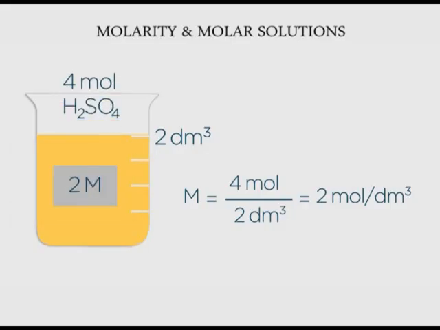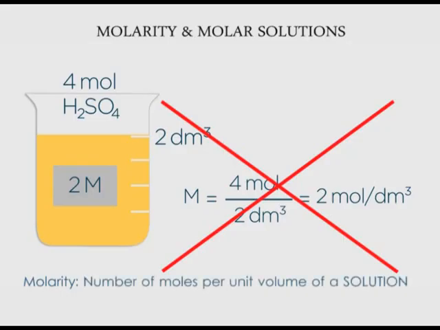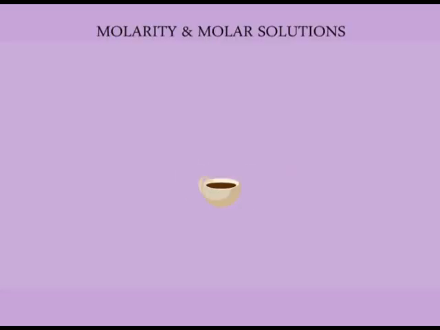Simple, right? Wrong. Remember, in the definition of molarity, we said it's the number of moles per unit volume of the solution and not the solvent. You need to realize that sulfuric acid is also a liquid, and if we add it to 2 cubic decimeters of water, surely the final volume will increase by the amount of the acid. So if we assume that the final solution will have a volume of 2 cubic decimeters, then that is not true. However, when solids are dissolved in a solvent, they don't alter the volume.